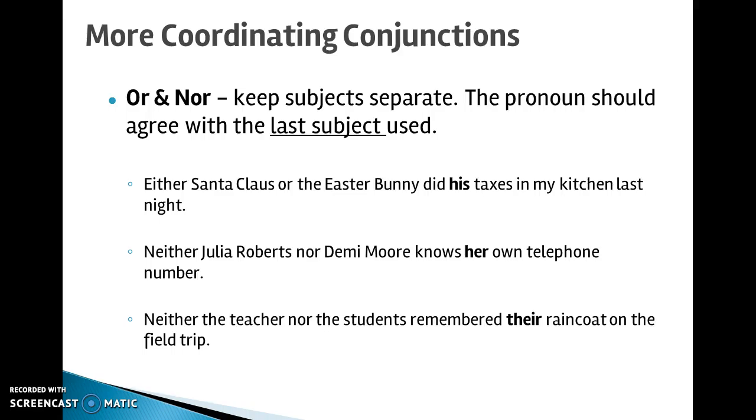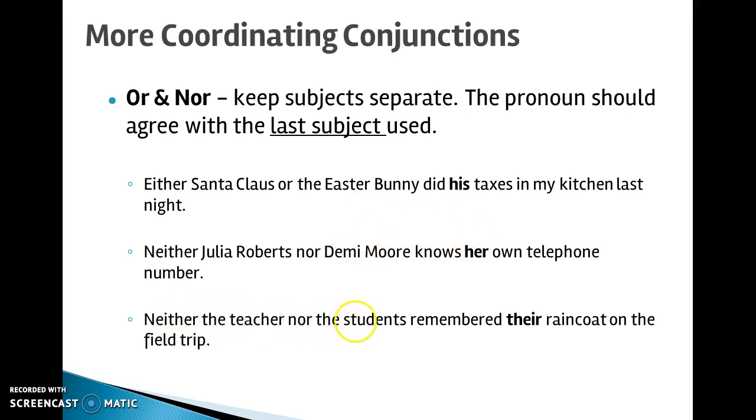If there are two separate subjects, you always agree with the subject that came last. So for example, "Either Santa Claus or the Easter Bunny did his taxes." So "or" separates, I'm going to agree with the second antecedent, Easter Bunny, and so here I'm going to say "his taxes." "Neither Julia Roberts nor Demi Moore knows her own telephone number." I'm going to agree with the second one.